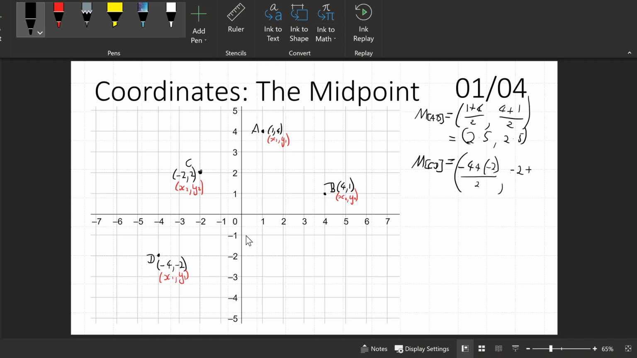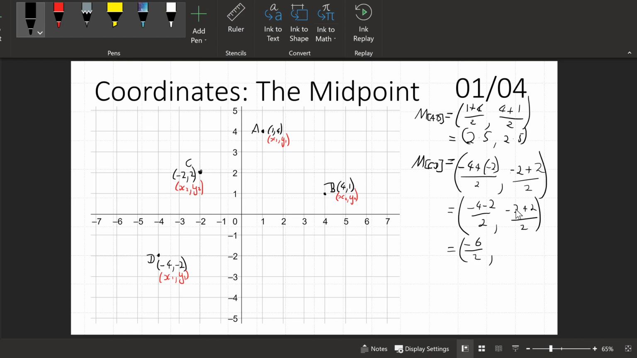So y1 is minus 2, y2 is 2, all over 2, okay? So minus 4 plus minus 2, that's going to be minus 4 take away 2. So adding a negative number is the same as taking it away, over 2. And minus 2 plus 2 over 2. Minus 4, minus 2. So we're starting at minus 4, and then we're moving back 2 spaces. So that's minus 6 over 2, comma.